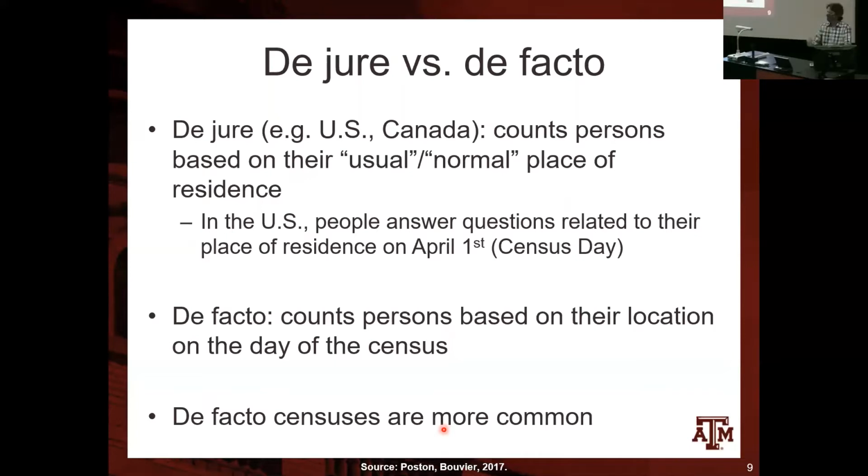It's cheaper to do it, but it's not measuring the usual, normal place of residence. It's about where the person was exactly on the day of the census. And remember, the census day can be different for each country. So the de facto censuses are more common.